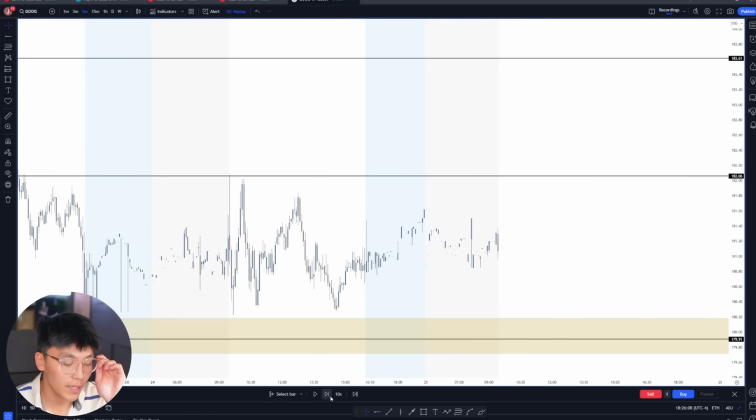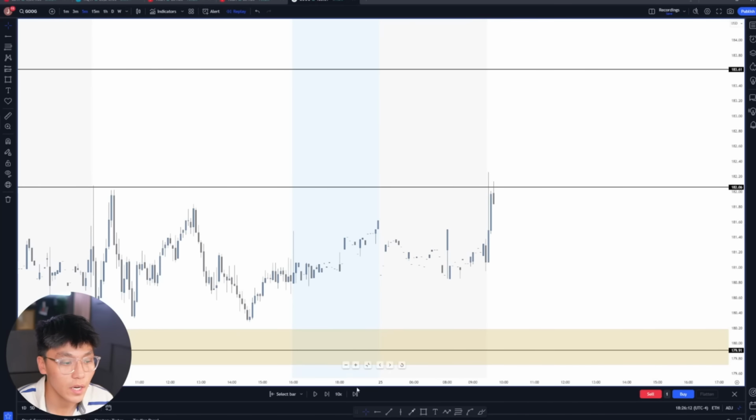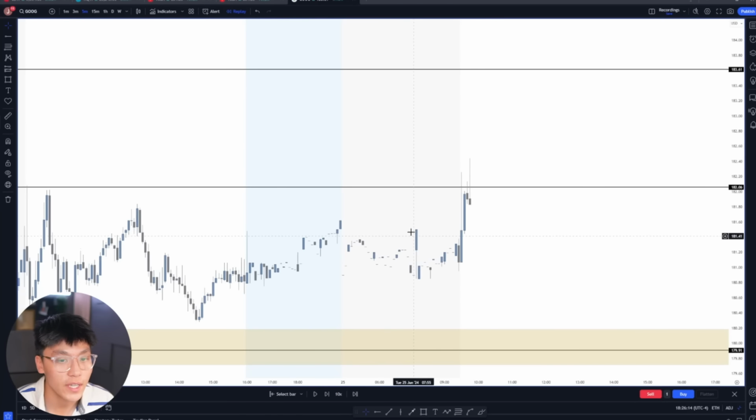So as we play the tape here, you can see that price right off the gates, we're trying to close above this key level, which is that 182, and you can see so far we're getting a couple rejections off your previous day high level. So what you want to see is a strong candle closure above this level, and you can potentially use this as a retest for a move towards the upside.